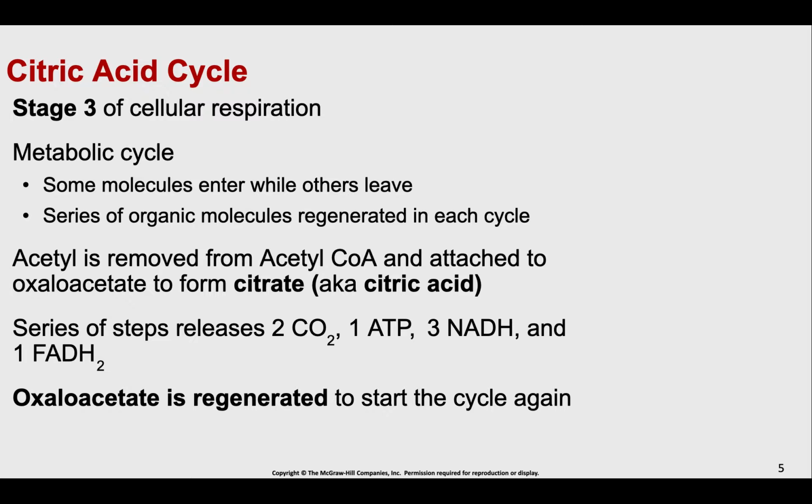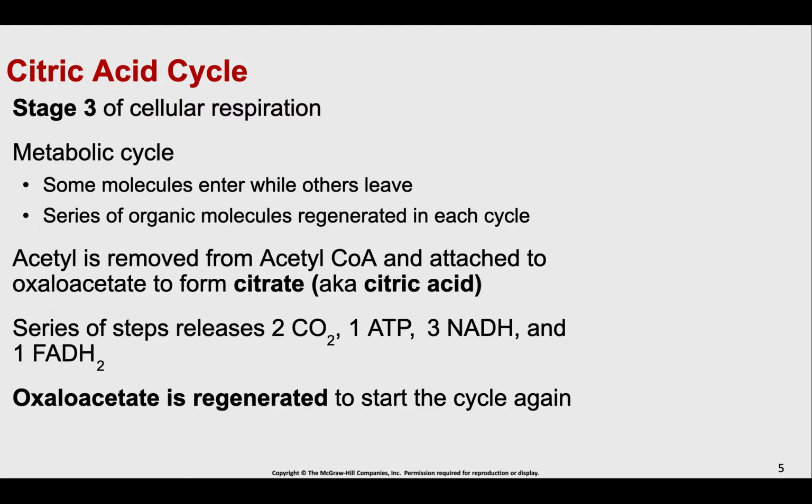I actually had to write this down on how to pronounce it because I could never get it right. But oxaloacetate, all right, we got it now. That is going to essentially form citrate, which is also known as citric acid, and hence where we get the namesake for this cycle. This is a series of steps that we're not going to go too in depth on. There's a series of 8 steps that essentially releases 2 carbon dioxide molecules, 1 ATP, 3 NADH, and 1 FADH2 for each acetyl group.